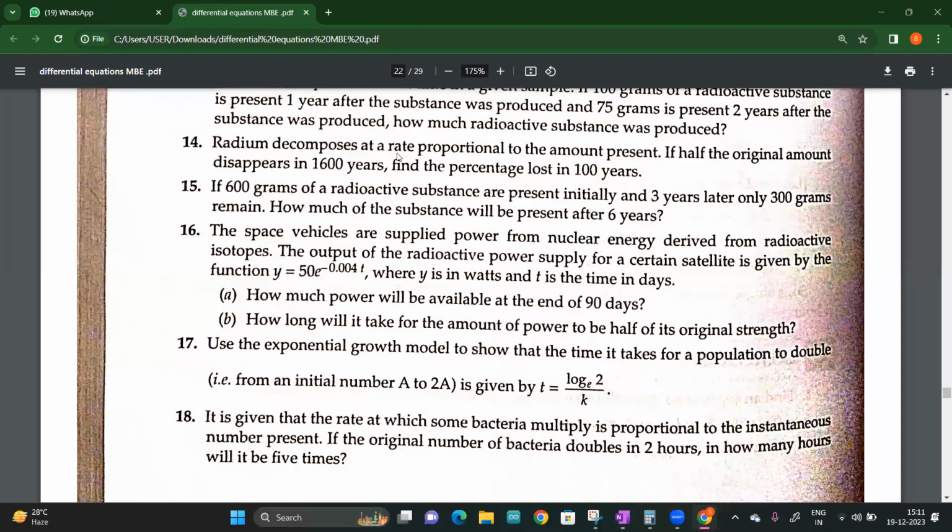Radium decomposes at a rate proportional to the amount present. If half of the original amount disappears in 1600 years, find the percentage lost in 100 years.